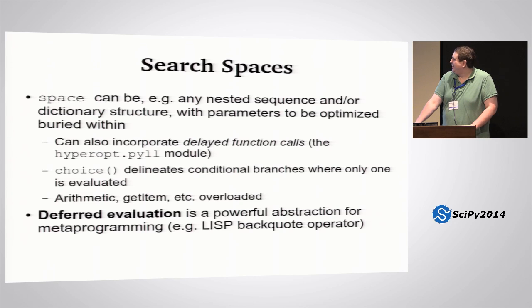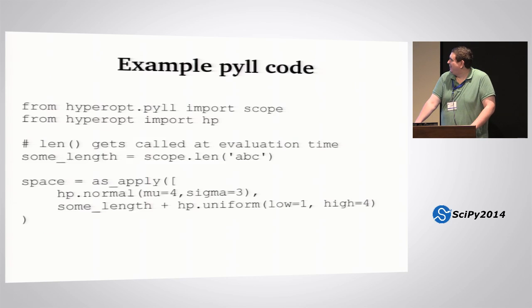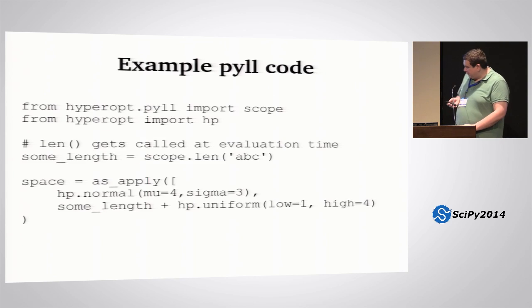Okay, fair enough. So the way that pyll works, which is the Hyperopt submodule that defines this mini language, is something like that. Hyperparameters are specified with this sort of syntax, which defines a prior distribution, and you can do arithmetic on them and things like that. And you've got a couple of deferred function calls here.